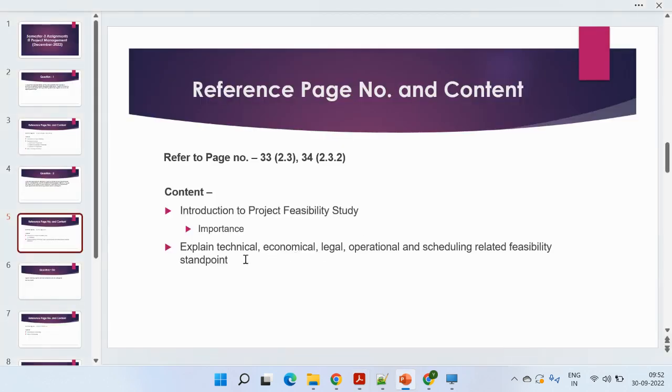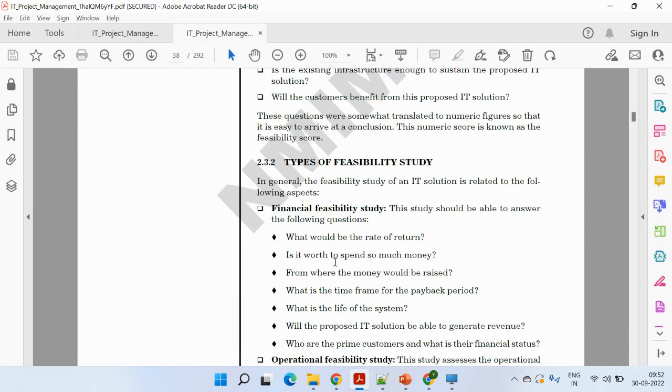feasibility study. Now next part comes where you need to explain the technical, economical, legal, operational, scheduling standpoint. So all of these are being mentioned over there. It's not like you can just directly copy paste, okay, but with the rate of return, something like that. You need to reframe it. It's better to write it in a form of paragraph so that the things will be more clear and you can write the stuff in your own words.